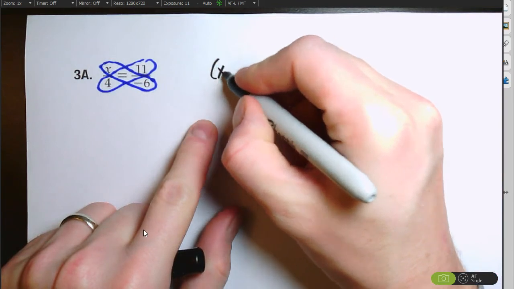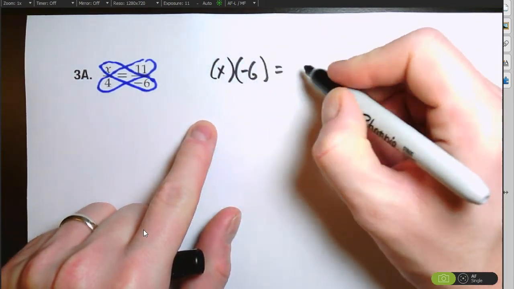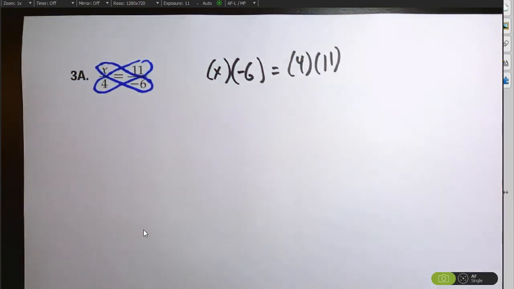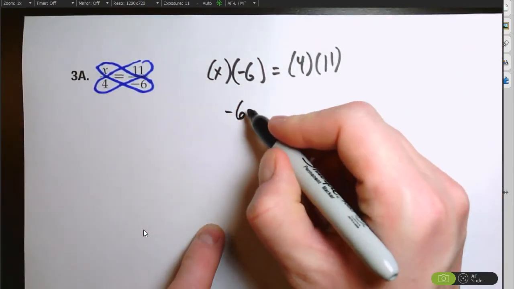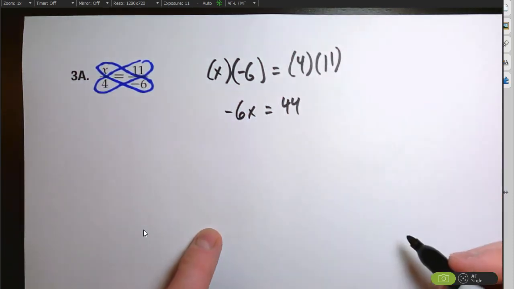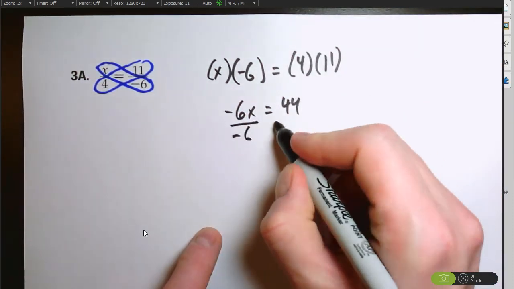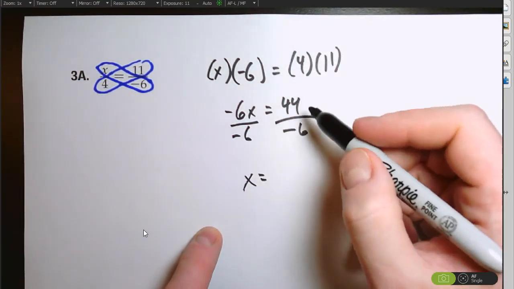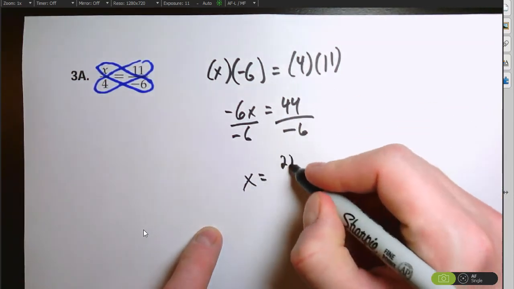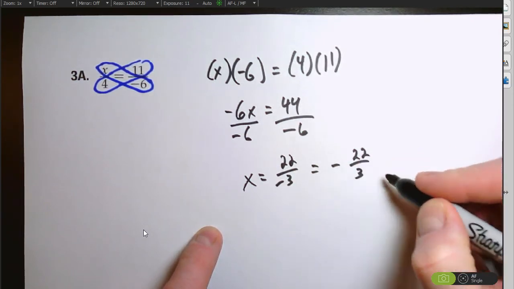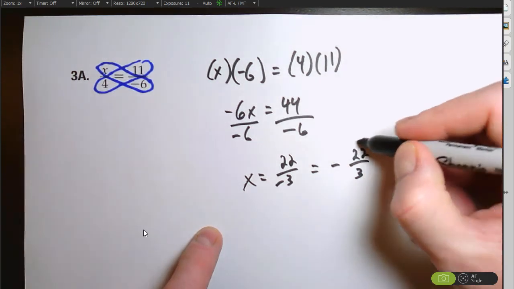Then you'd write x times negative 6 equals 4 times 11. Some of you like to skip this step and say negative 6x equals 44. Fine with that as well. Okay. Then we're going to divide by negative 6 to solve. Reduce it because it can divide both by 2, and that gives us 22 over negative 3, which is equivalent to negative 22 over 3. And that's the answer you should have clicked.